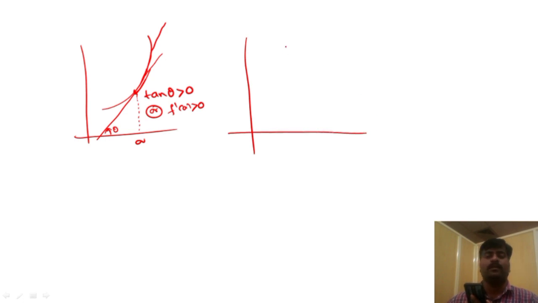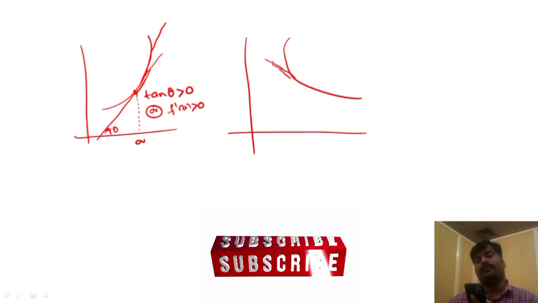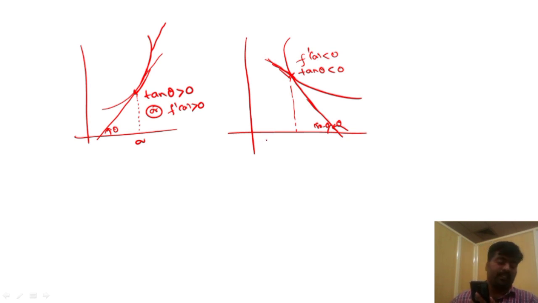Similarly, decreasing at x equal to a means this is my a, this is theta, so this angle is 180 minus theta. Here tan theta is negative, or f dash of a is negative. So that is called a decreasing function. That is the graphical representation of any function.